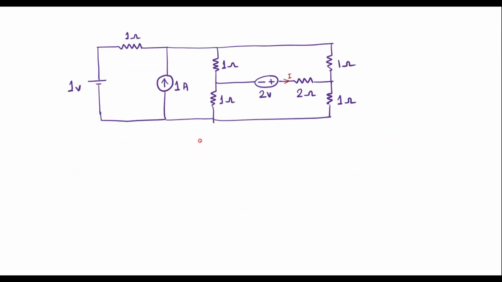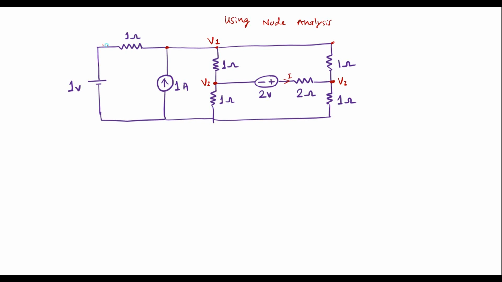Now let me solve the same problem using node analysis. I will calculate I using node analysis. Here we can observe that this node and this node are all the same, that is, all are shorted. Let me consider this as node V1. Here we can find another node, let me call this node V2 and this node V3.